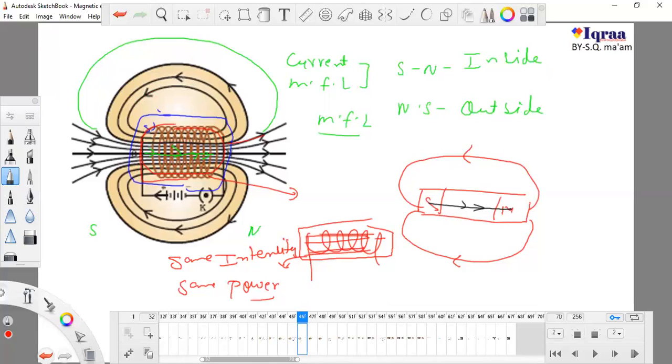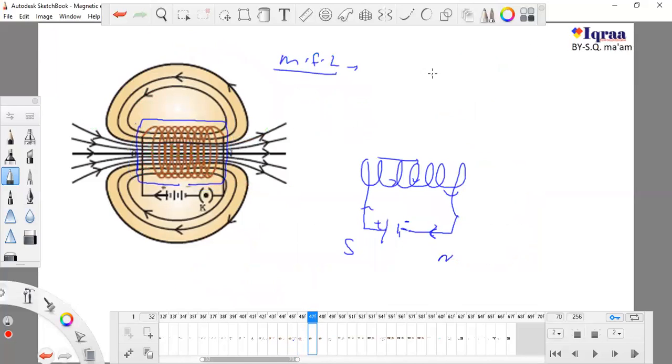And the second thing is that the solenoid will follow the rule of a magnet, that the magnetic field lines go south to north inside and north to south outside. And what I told you, that the positive terminal is south and the negative terminal is north. So this is how our solenoid works.